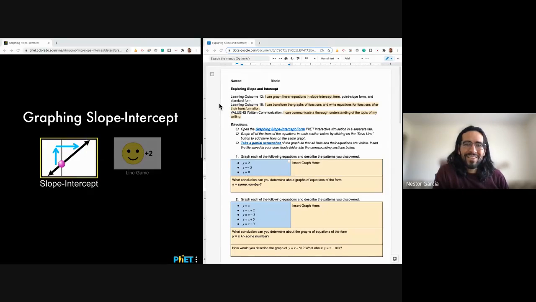Hi everyone. On today's activity, you're going to be exploring slope and intercept. You'll need to access the website that I shared in the link. It's linked in your document. It's also shared in Google Classroom. When you get to the website, graphing slope intercept, you want to click on the left icon as I pointed out in the directions for slope intercept.